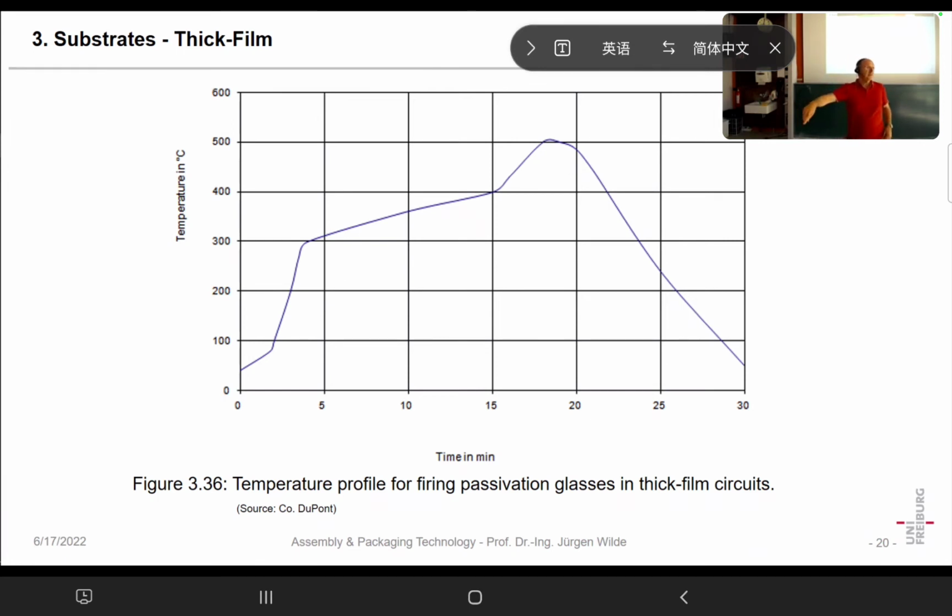Yes, for the temperature profiles you are talking. Let's say that's just based on experience. So all of this has been tried out.